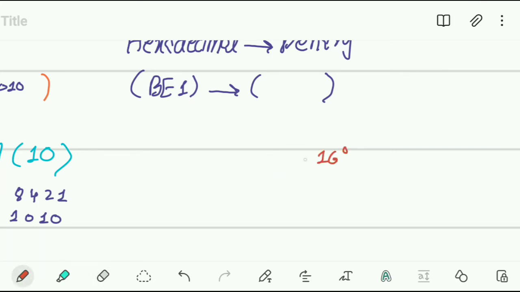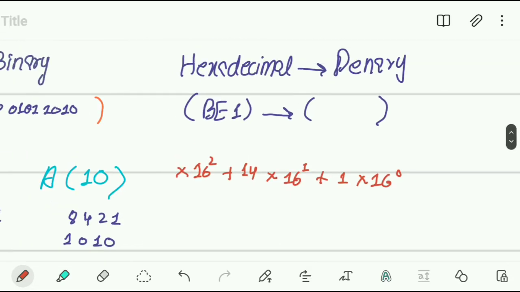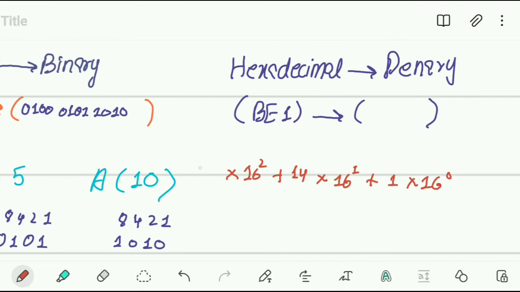We're going to do it like this: 16 to the power 0 multiplied by 1, plus 16 to the power 1 multiplied by E, and E would be 14. F is 15, E is 14. Wait, not 14? It must be... okay, sorry, it is 14. E is 14. Then plus 16 to the power 2 multiplied by B. A is 10, B is 11.